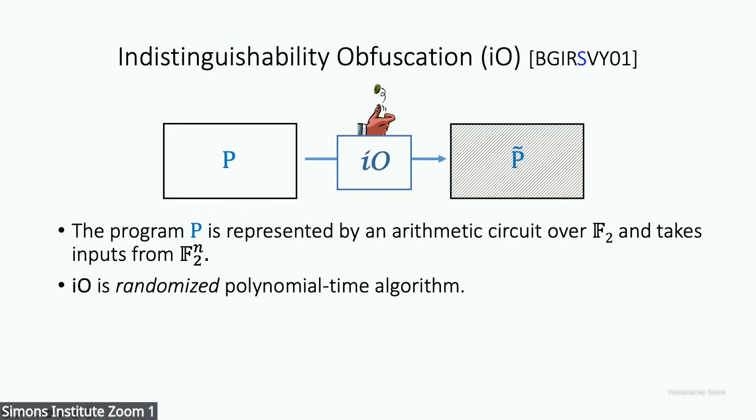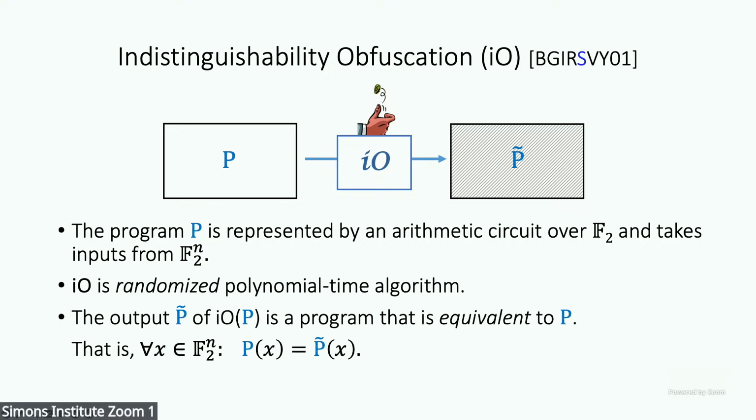Now, of course, this compiler, as always in cryptography, is going to be a randomized program. That's going to be very, very important. It's also very important that these random bits are kept secret from the adversary. Only the final output is given to the adversary. And of course, it should be functionality preserving. So the I/O compiler shouldn't change the input-output behavior of the program. And what that means for us in the simple case that we're looking at of just arithmetic circuits is that for all inputs x in F2 to the n, P of x should equal P tilde of x.